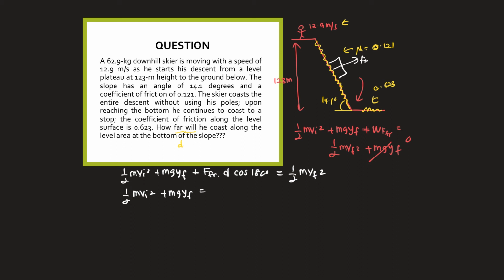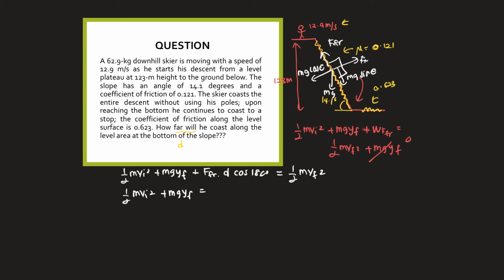It's better for you to draw. You have mg cos theta. You're going to have this one as mg sin theta. So this one is going to be Ffr. Okay, the reason why you need to draw is because friction is considered a non-conservative force, which means that you need to take note of the path taken. So you need to find the inclined plane.